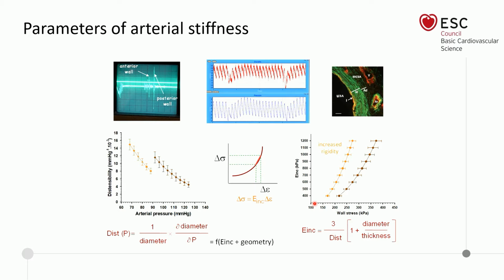Another parameter is the incremental elastic modulus, which is in fact the slope of the stress-strain relationship. Arterial stiffness as related to incremental elastic modulus increases with the level of wall stress, and the real wall stress transmitted to the arterial wall is not blood pressure. It is a combination of blood pressure, arterial thickness, and geometry of the arterial wall.